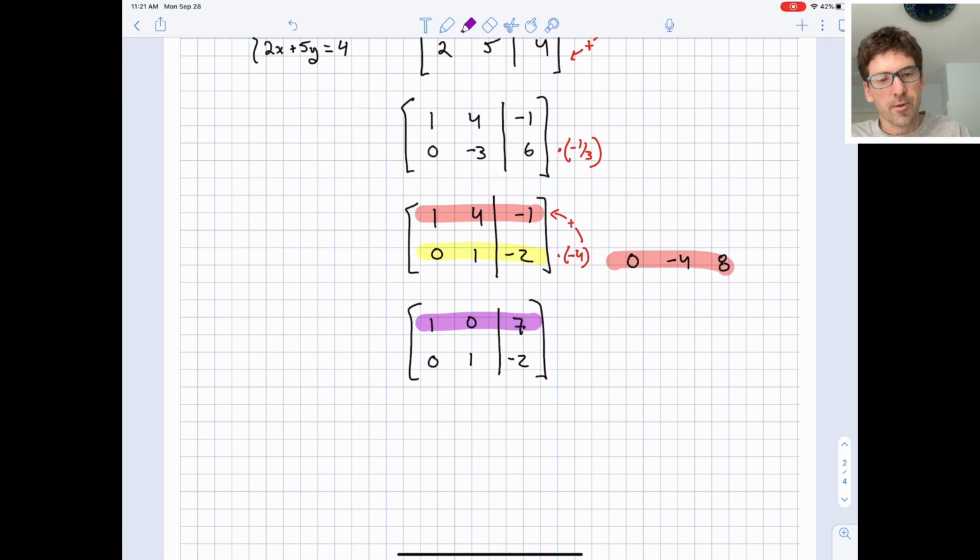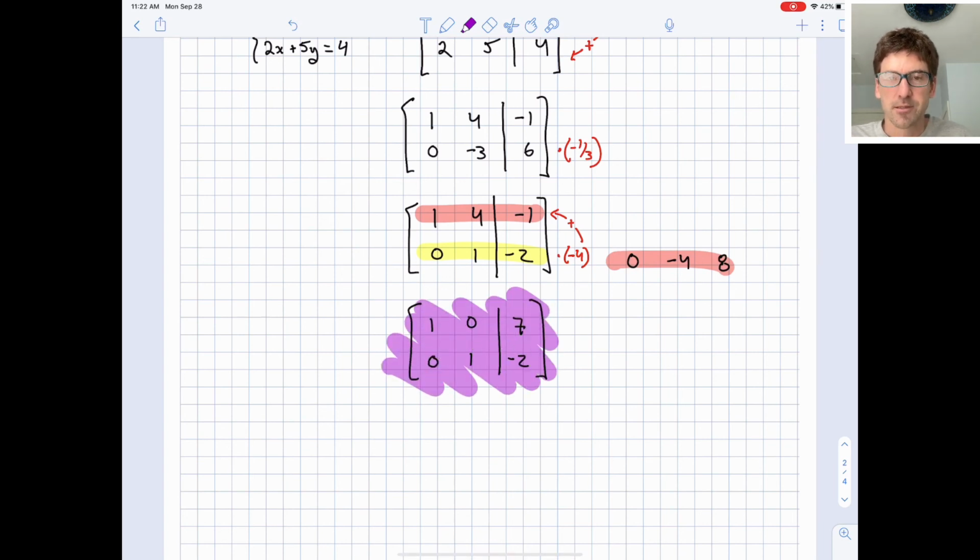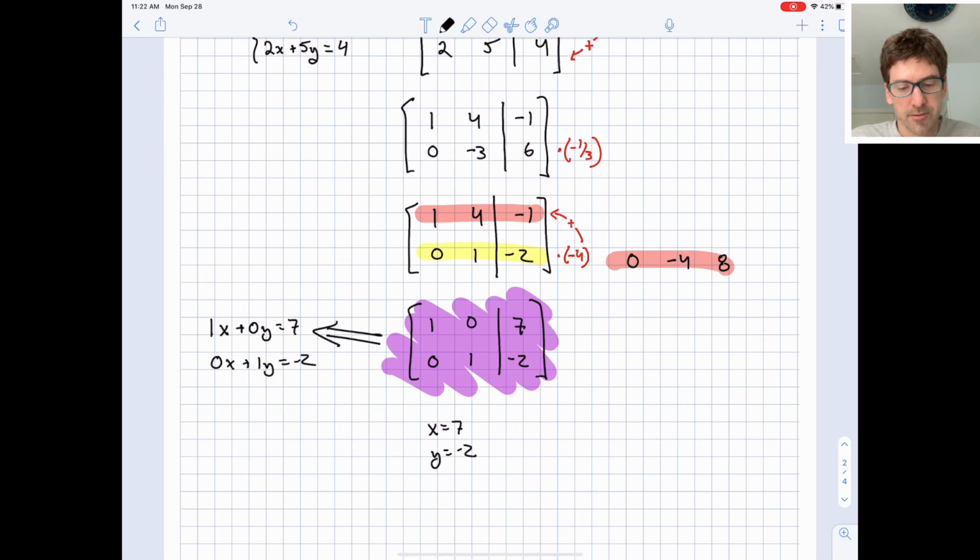All right, so let's look at what we have right now. Our system of equations has been solved. Now we could rewrite it as a traditional system of equations if we wanted to. We could just write out our solutions as well. x is equal to 7 and y is equal to -2. So if we did want to convert back from the matrix, 1x plus 0y is 7, and 0x plus 1y is -2. So we have a solution. We could write it as an ordered pair as well.